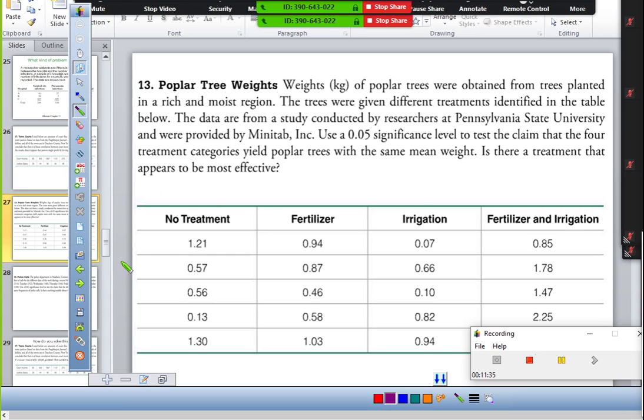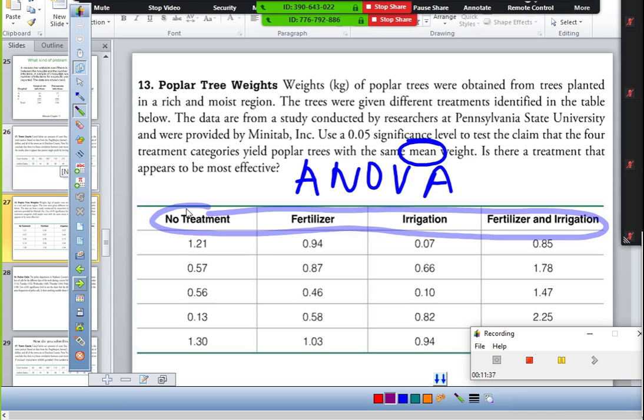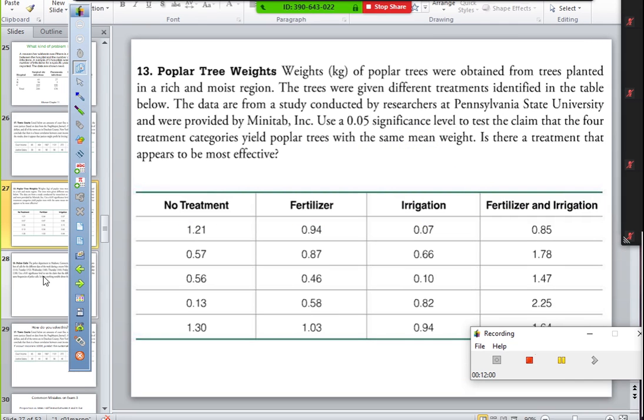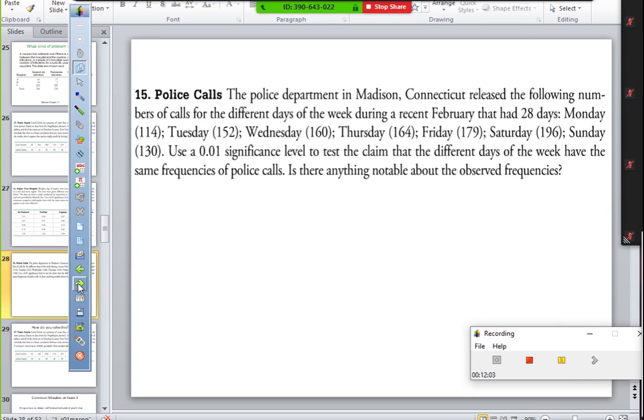This one's ANOVA, right? You've got categories across the top, but not along the side. Also, it says mean. The means or the averages have to be ANOVA. So there's nothing along the side here. So it can't be a matrix, because a matrix would have to have labels along the side as well. Okay, take a look at this one.